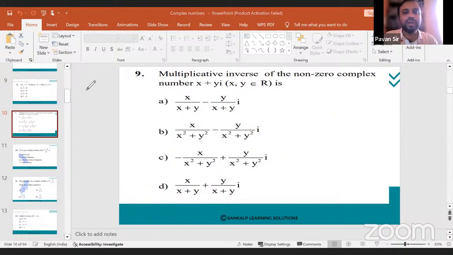Yes. So the multiplicative inverse of the non-zero complex number x plus iy, where x and y belong to R. What is the answer? The question is asking for the multiplicative inverse. This is the main understanding word here.